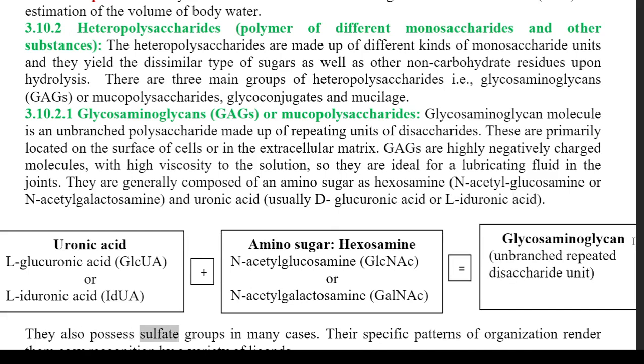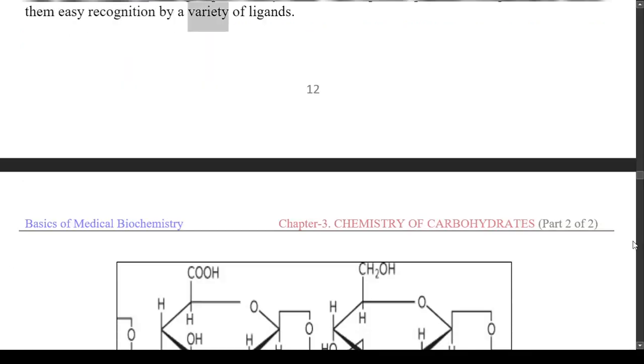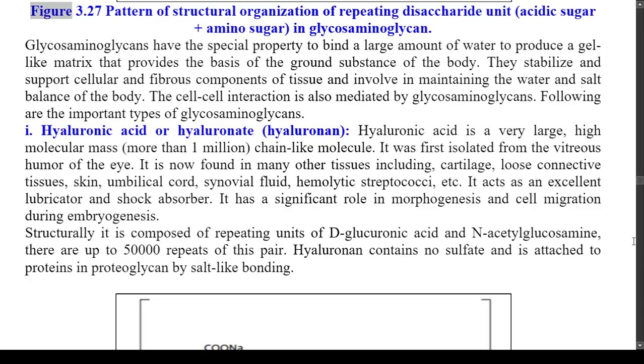They also possess sulfate groups in many cases. Their specific patterns of organization render them easy recognition by a variety of ligands. Figure 3.27 Pattern of structural organization of repeating disaccharide unit, acidic sugar plus amino sugar, in glycosaminoglycan.